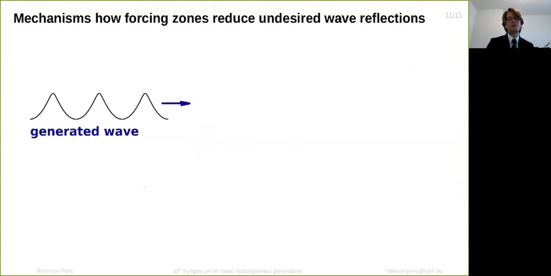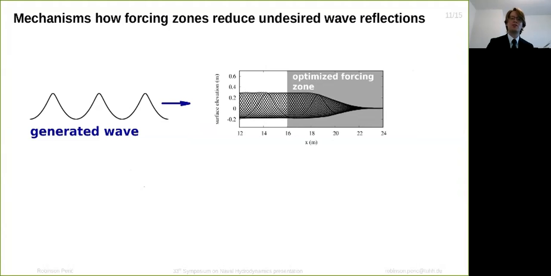Say we have here a generated wave, a free surface wave that travels to the right into a forcing zone. See here the surface elevation over wave propagating distance. The forcing zone is shaded gray. And thus we see the wave envelope gradually decreases within the forcing zone and there are no visible reflections. Now, the first mechanism is, of course, wave absorption. Some energy of the wave is absorbed within the forcing zone.